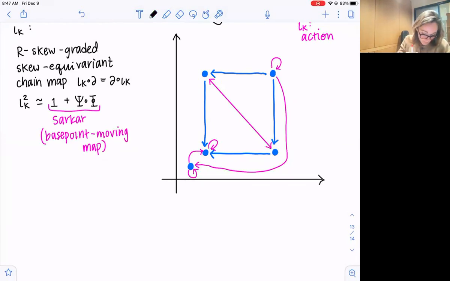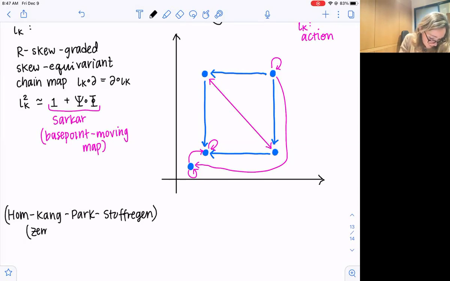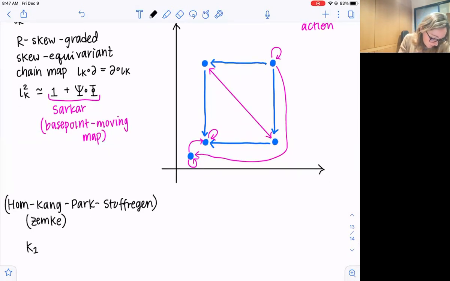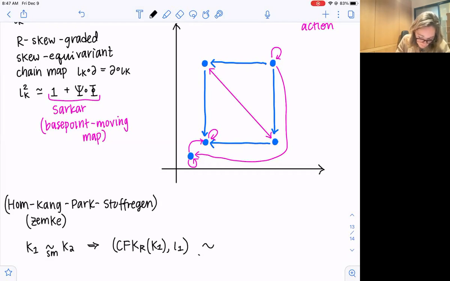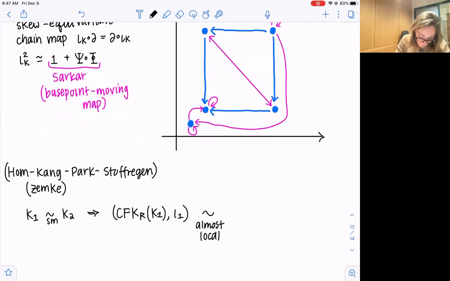What we claim, and this is the recent result of Kang, Park, and Stoffregen, who first suggested this as a proof technique, and this is based on earlier work of Ian Zemke, is the following: if we have two knots that are smoothly concordant, then their iota K complexes must satisfy a certain notion of equivalence, which we'll call almost local equivalence. So it's a local condition.